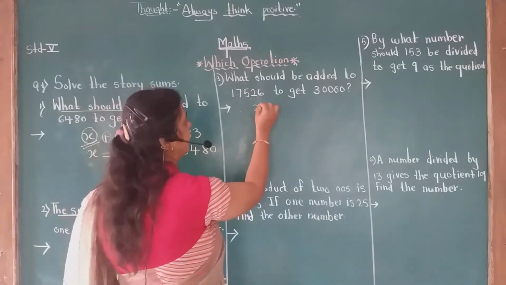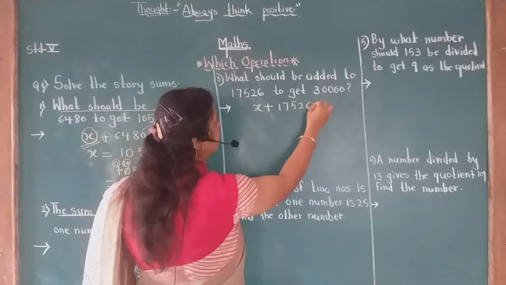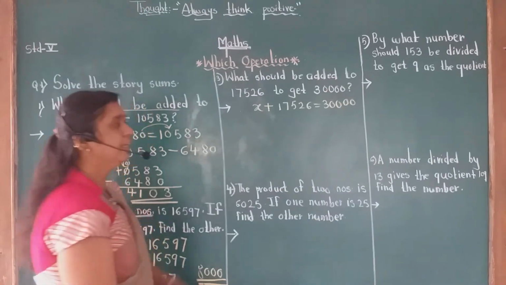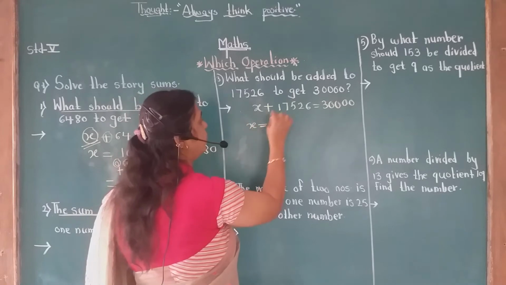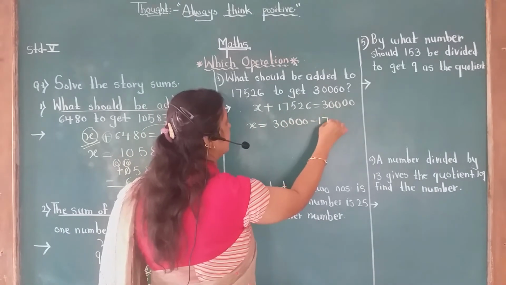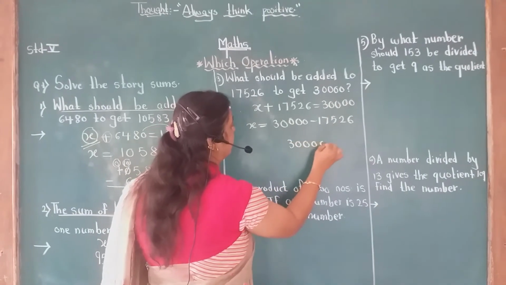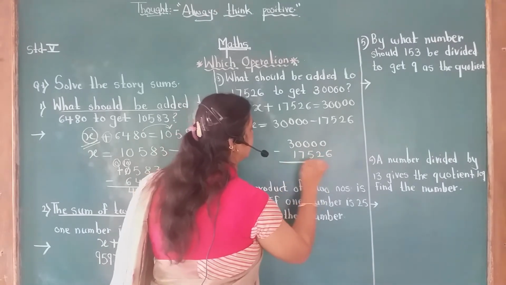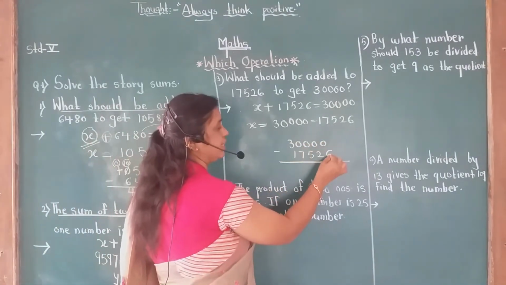What number should be added? X should be added to this so that you will get the answer 13,000. Got it? Now again you have to find the value of x. So x is equal to, this number is shifted here. So only you have to do the subtraction. So right here, minus 17,526.